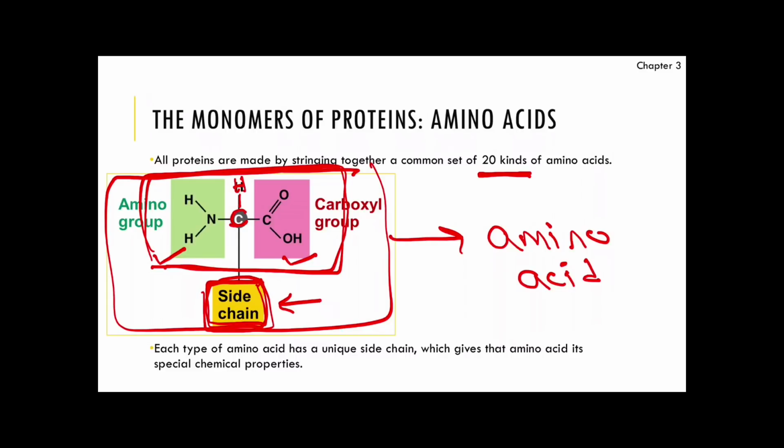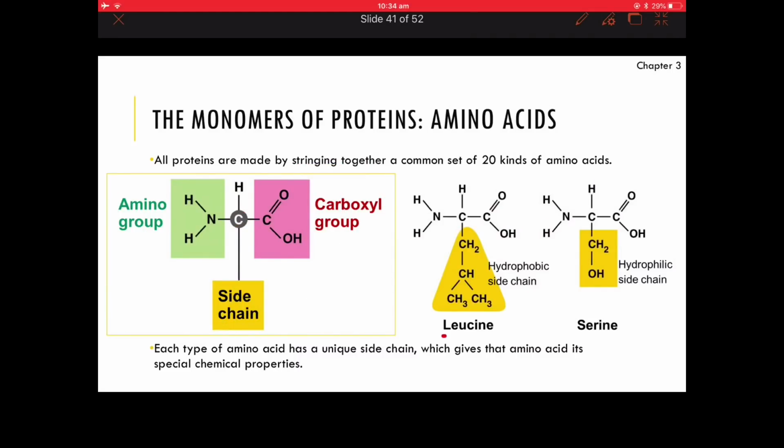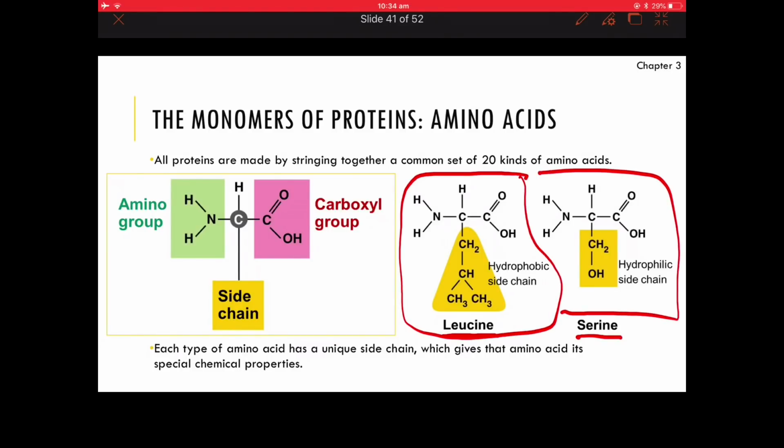وعلى حسب نوع السايد chain تتغير خصائص الأمينو آسيد. And depending on the properties of the side chain, the amino acid will have different properties. Here's an example: leucine and serine. هذا أمينو أسيد وهذا أمينو أسيد ثاني. If you notice, هذا عنده أمينو جروب، carboxyl group وcentral carbon وهيدروجين. هذا نفس الشيء، أمينو جروب، carboxyl group، central carbon وهيدروجين. شفتوا كيف التشابه؟ But they are different in the side chain.